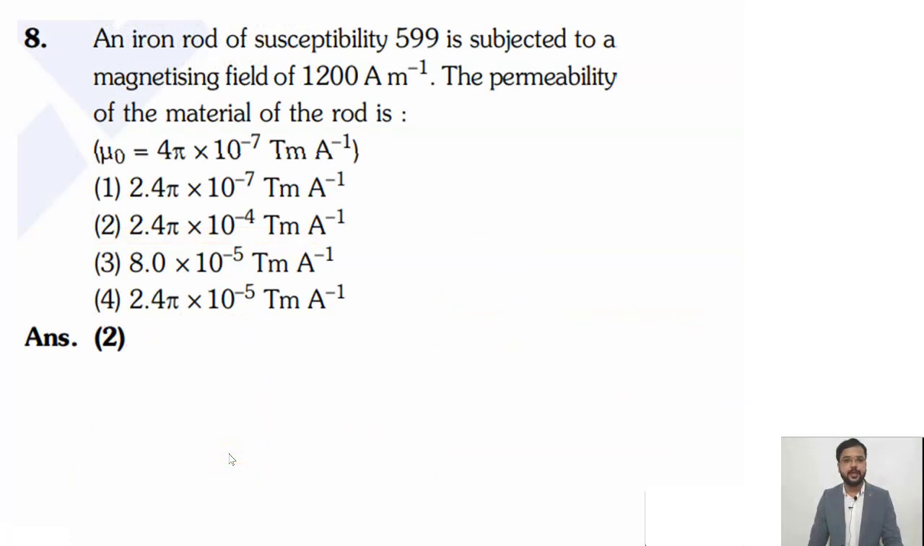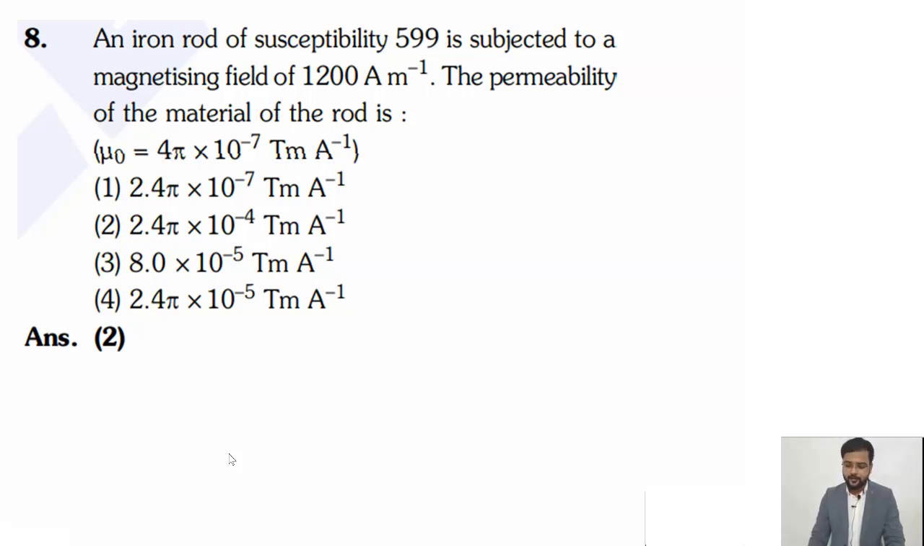Let's see question number 8 over here. An iron rod of susceptibility 599 is subjected to a magnetizing field of 1200 ampere per meter. Find the permeability of the material of the rod. See what he is asking: he is asking the permeability of the material.